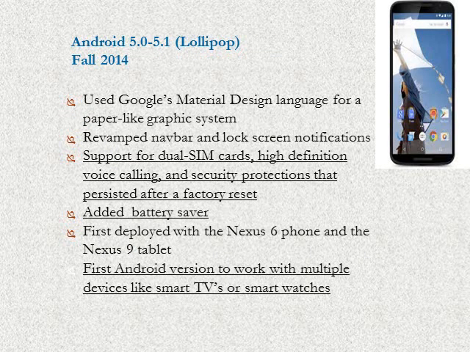The Lollipop version. This was the first version of Android that has the capability to work with multiple devices. So you can have one mobile phone, and if you have a smart TV, they can communicate with each other, and that's a huge leap in Android versions. Also, it supported dual SIM card. The quality of voice was improved a lot. Also, if you do the factory reset, still the protection of applications, the protection of the mobile phone, remains the same.